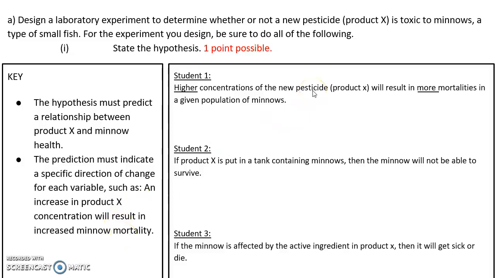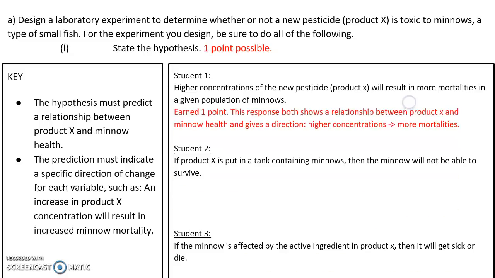So student 1 says the higher concentrations of the new pesticide product X will result in more mortalities in a given population of minnows. Student 2 says if product X is put in a tank containing minnows, then the minnows will not be able to survive. And then student 3 says if the minnow is affected by the active ingredient in product X, then it will get sick or die. So right now, go ahead and see who you think would earn the point. All right, if you need more time, go ahead and pause the video. I have to kind of go a little fast on these.